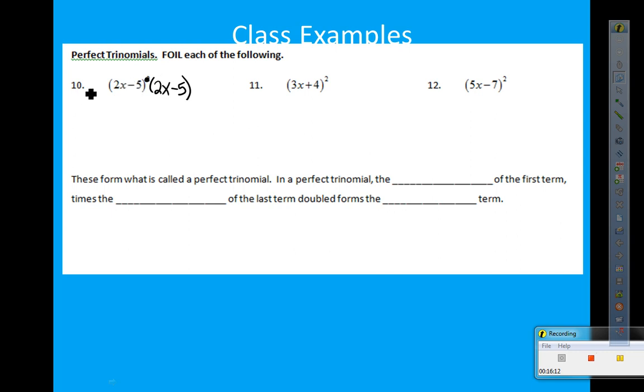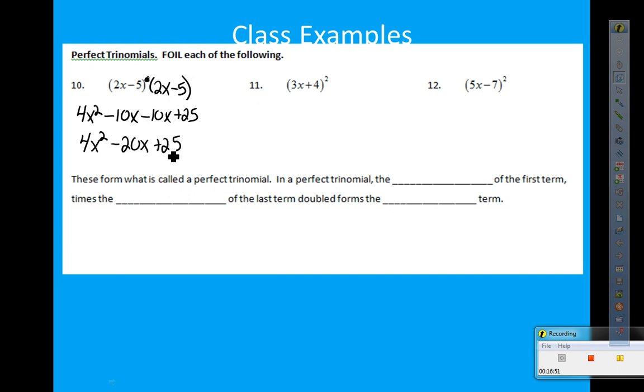So 2x times 2x is 4x squared. 2x times negative 5 is negative 10x. Negative 5 times another 2x is negative 10x. And then negative 5 times negative 5 is positive 25. Simplify these. 4x squared minus 20x plus 25.